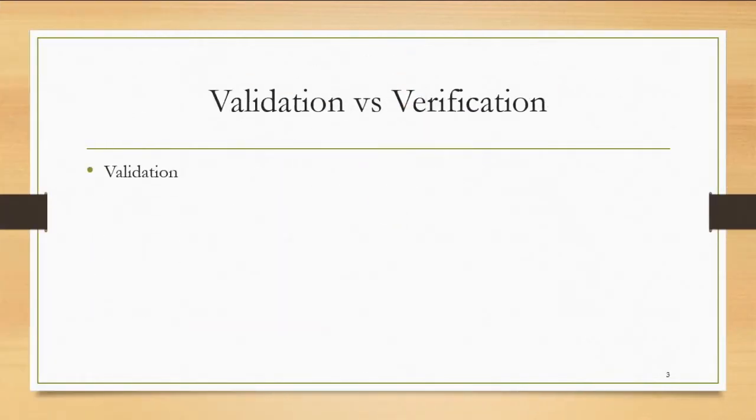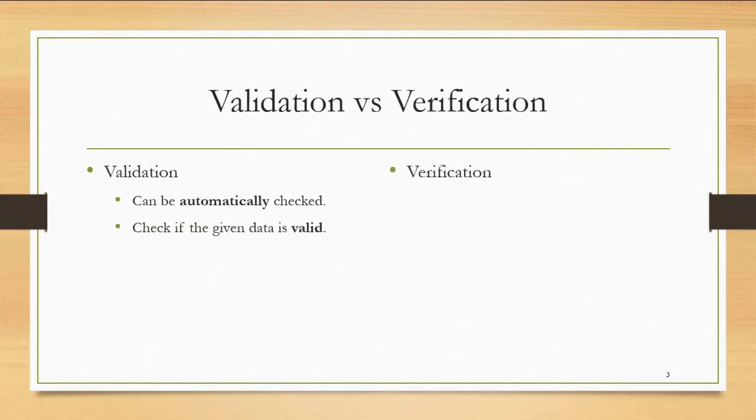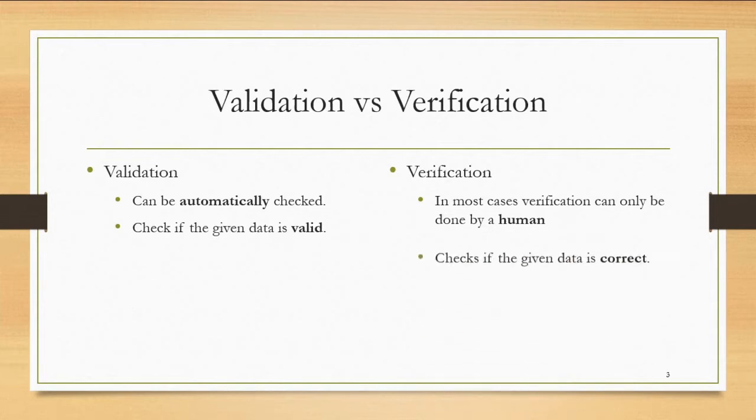So, validation. Validation can be automatically checked. In other words, a computer can check if the given data is valid, whereas verification usually has to be checked by a human. Verification checks if the given data is correct.